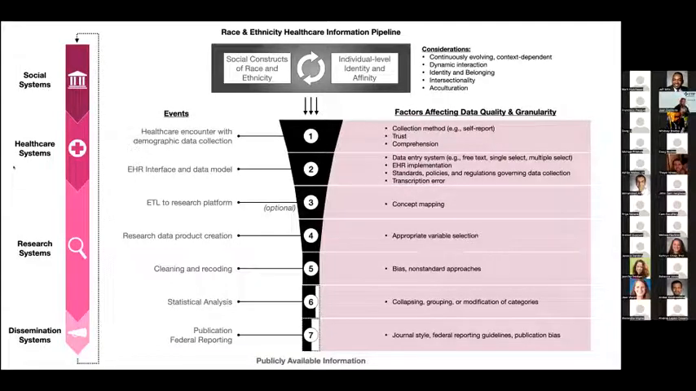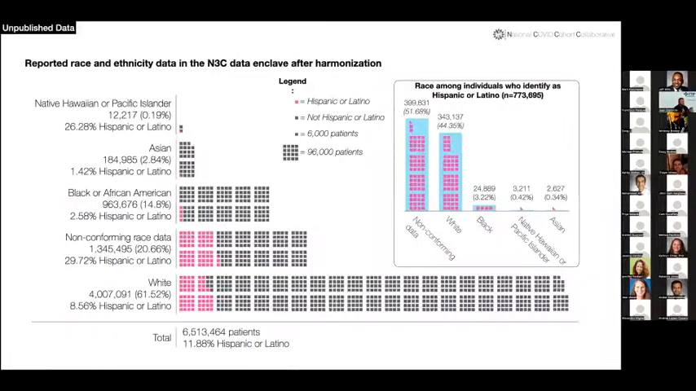Different publications, different journals might have different preferences in how it's done. So there's a lot of opportunity to lose detail and to introduce bias into this process. And I'll give you a perfect example of what I mean by this. And so this is some unpublished data that's in preparation for a manuscript.